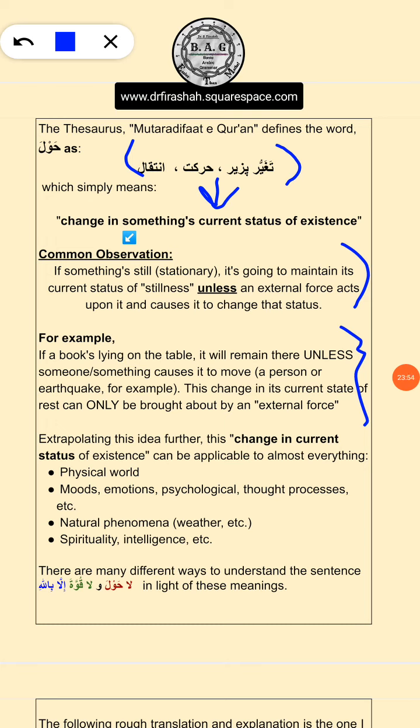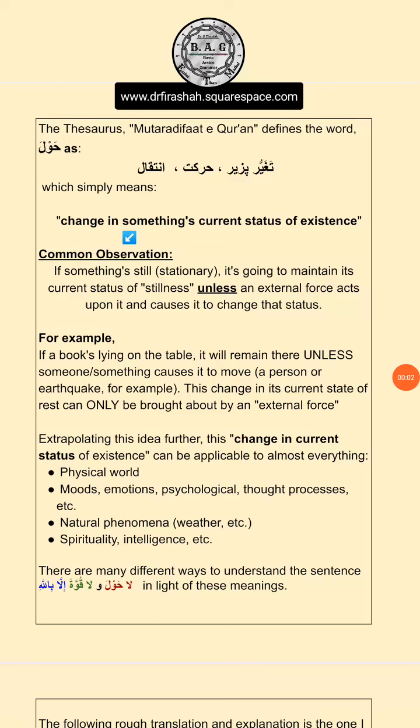Now you are going to extrapolate this idea further. How? This change in the current status of existence can be applicable to almost everything. For example, you can see the physical world. I just gave you the example of ice converting into water. That is taghayyur, that is change. So all the things that we have in the physical world are constantly changing.